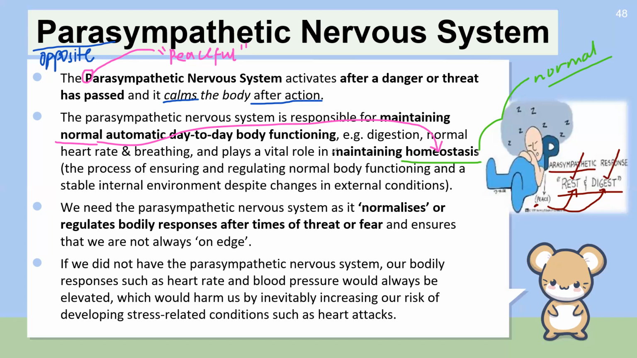Just because the parasympathetic nervous system isn't the first system to be activated in the face of danger, it doesn't make it any less important. In fact, if we didn't have the parasympathetic nervous system, we would basically always be stressed, always be on edge. And that would, like I said before, increase our risk of those stress-related diseases. So that's the basic idea there.